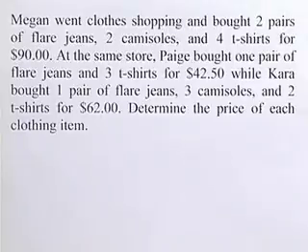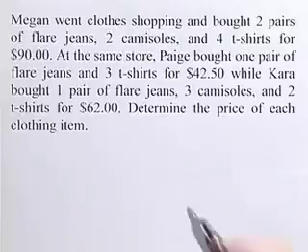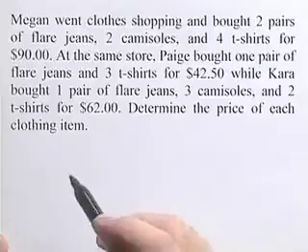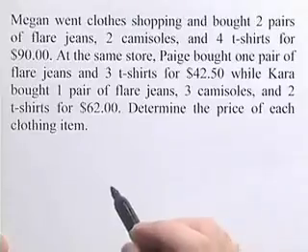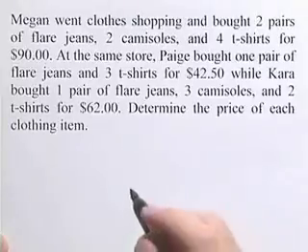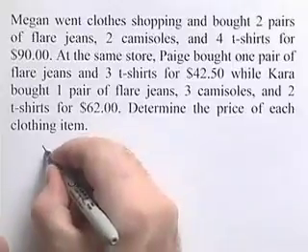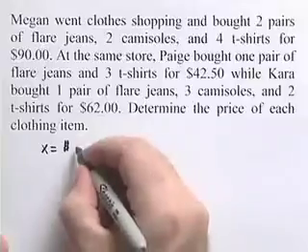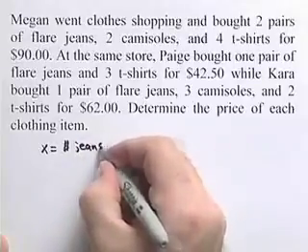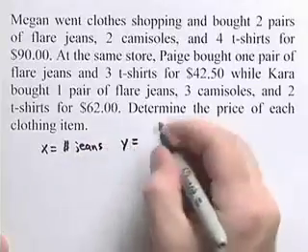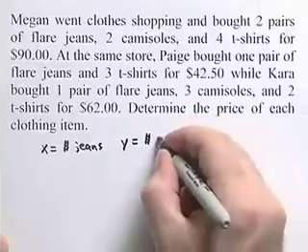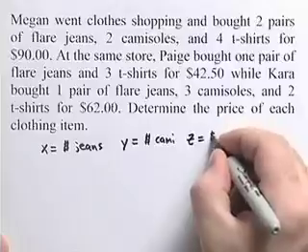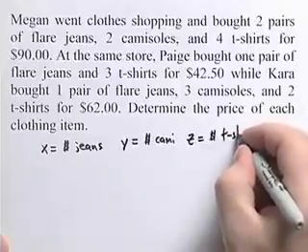To begin the problem, we need to define our variables. We have 3 variables of interest here. It's going to be the price for the flare jeans, the price for the camis, and the price for the t-shirts. So we're going to let x equal the dollars or price for the jeans, y equal the price or dollars for the camis, and z equal the price or dollars for the t-shirt.